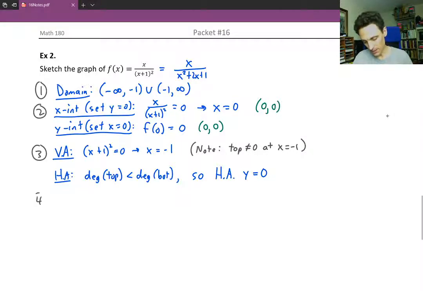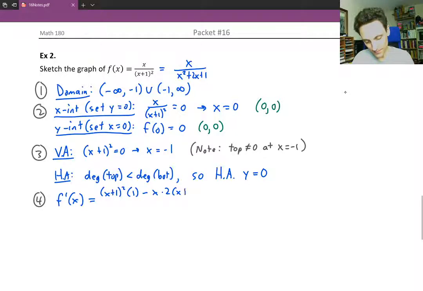Okay, so step 4 will be to find the first derivative. Now for the first derivative, we've got a quotient, so we're going to be using the quotient rule. Low d high minus high d low over low squared.